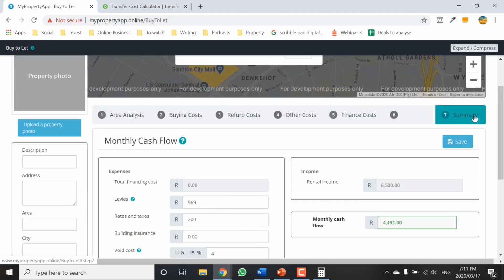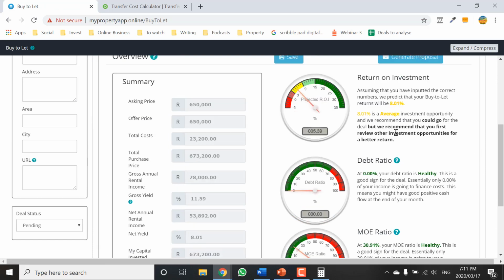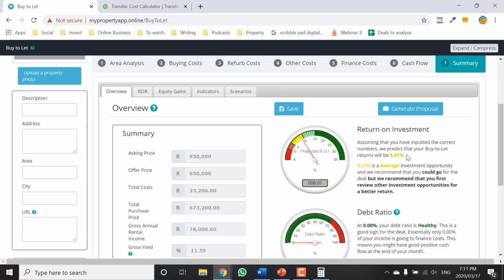Okay, so we're going to go to the summary tab and see what the app tells us. Currently, assuming these numbers are correct, you'll get an 8% return on your money. If you're at the bank and you're getting maybe 6 or 7% interest on your money, here you're only getting 8%. I'm not so sure that that's worth the risk of using your own money.